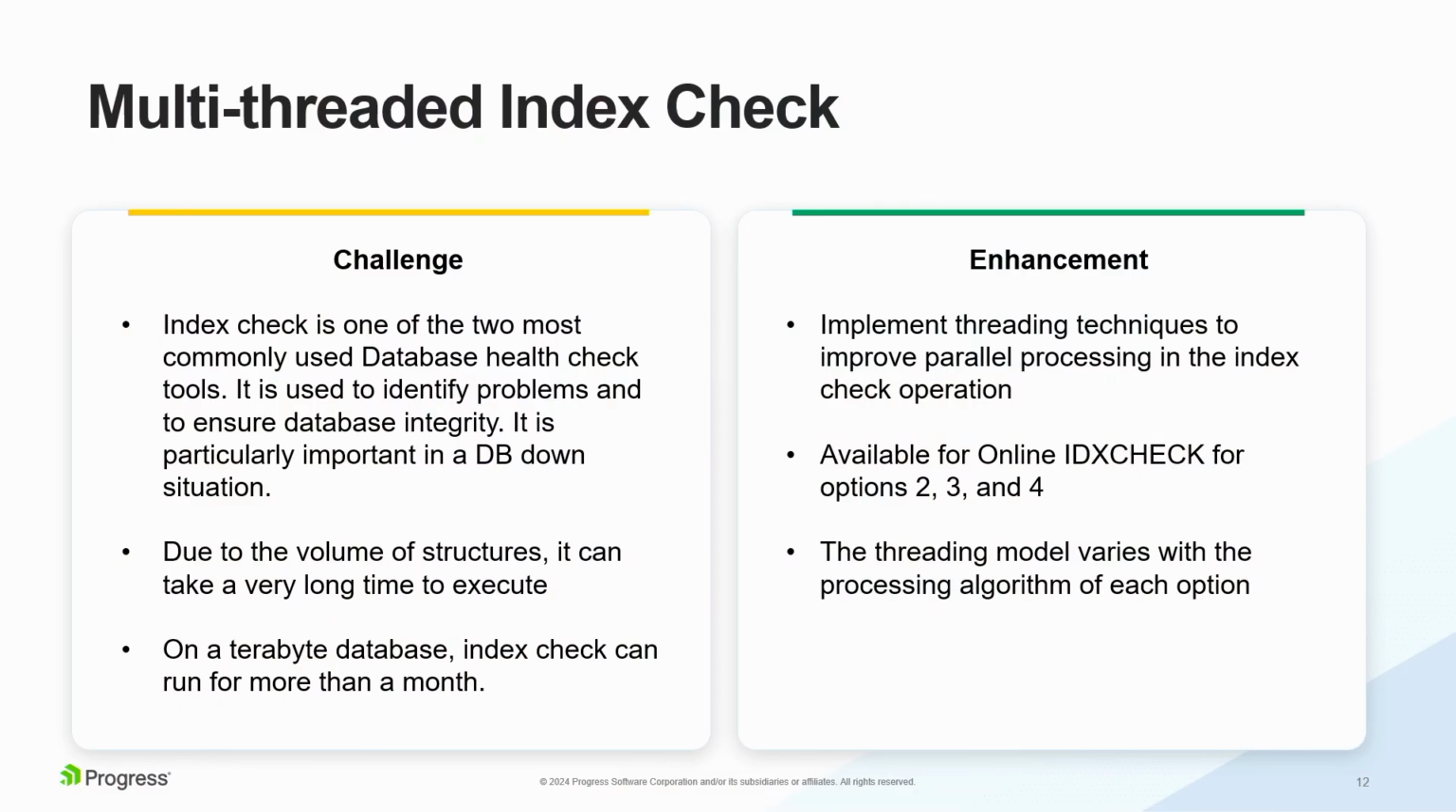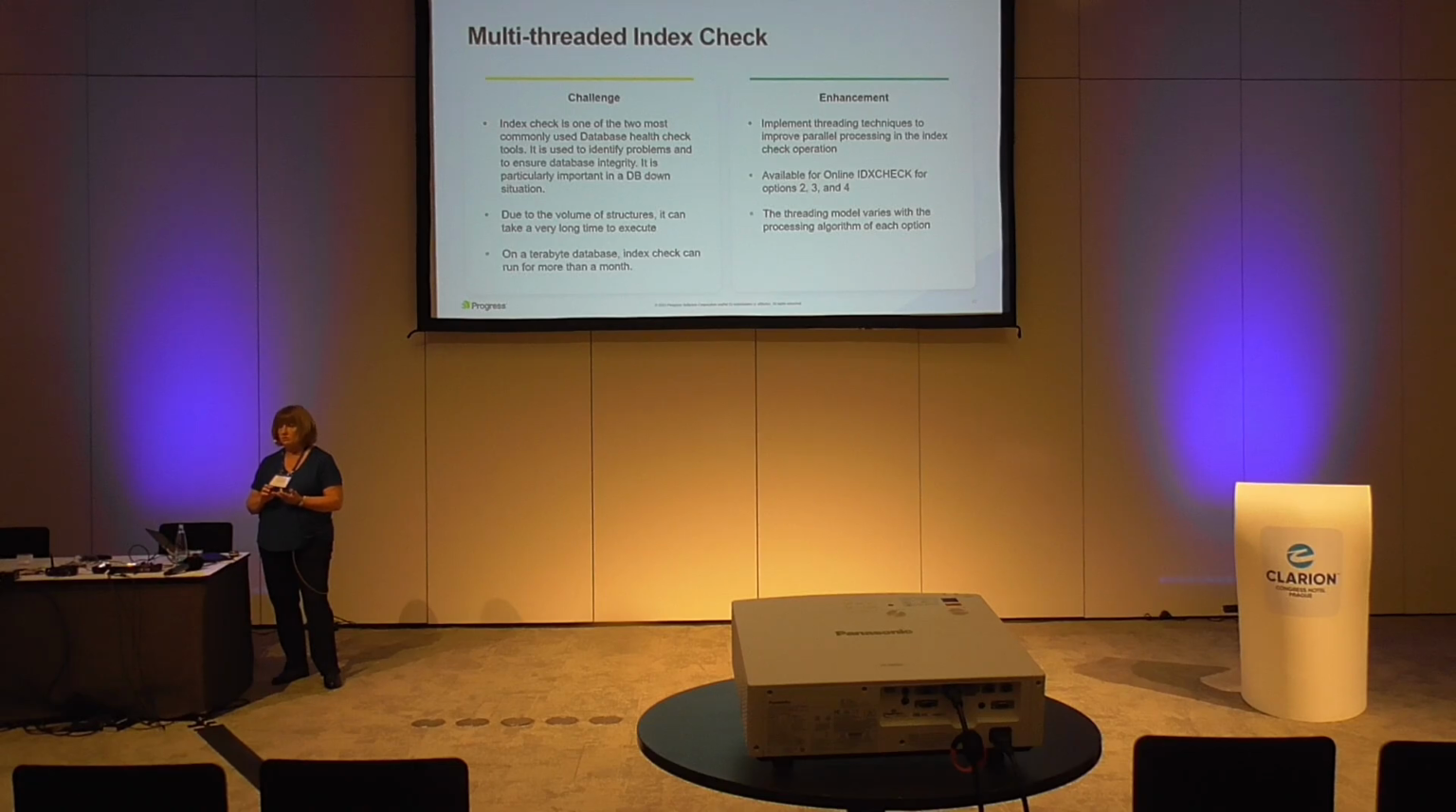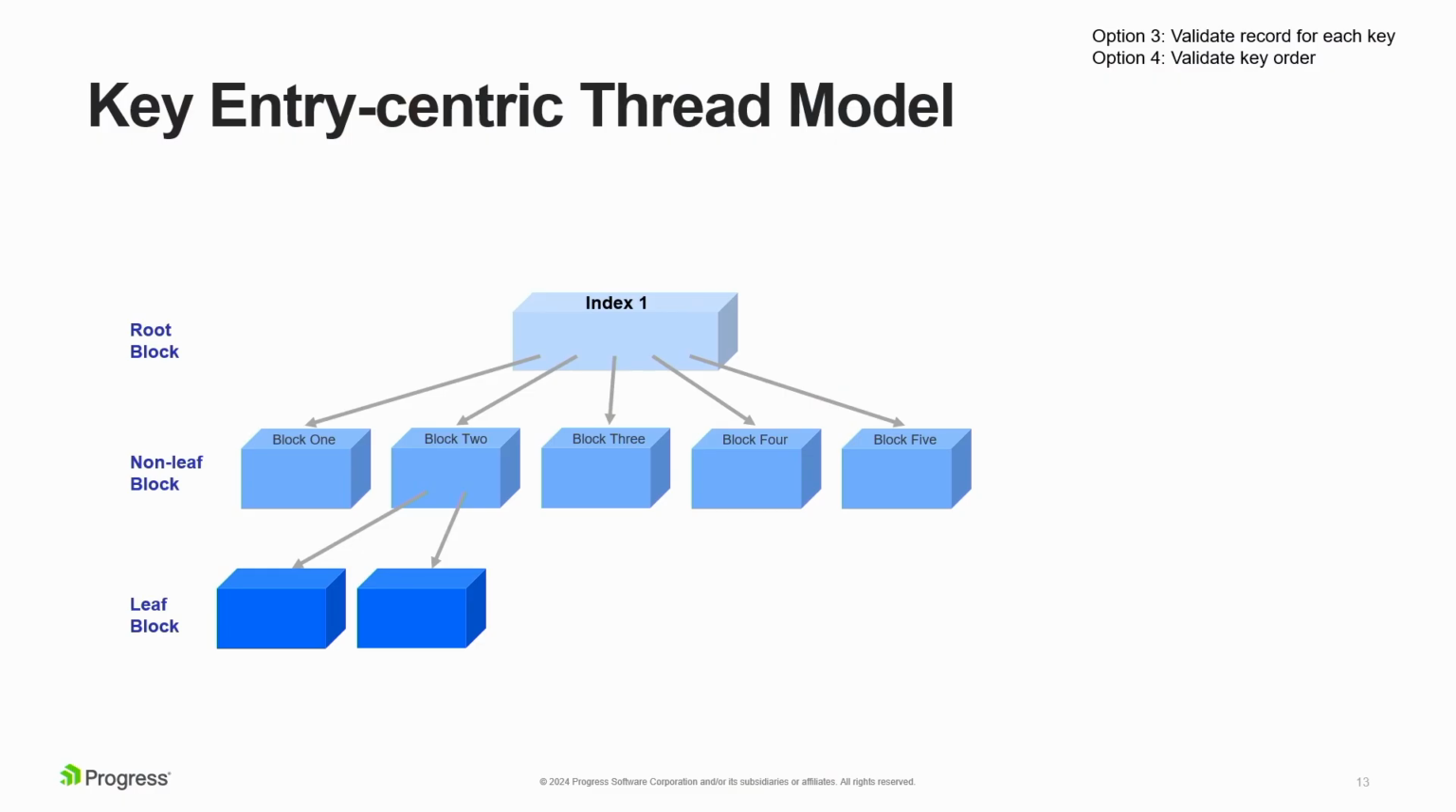So the enhancement we made is to add the threading techniques. It's available online in 12.8, online only, for index check options 2, 3, and 4. And as I mentioned a second ago, the threading model is different depending on what we're checking. So on options 3 and 4, it's a key entry focused model.